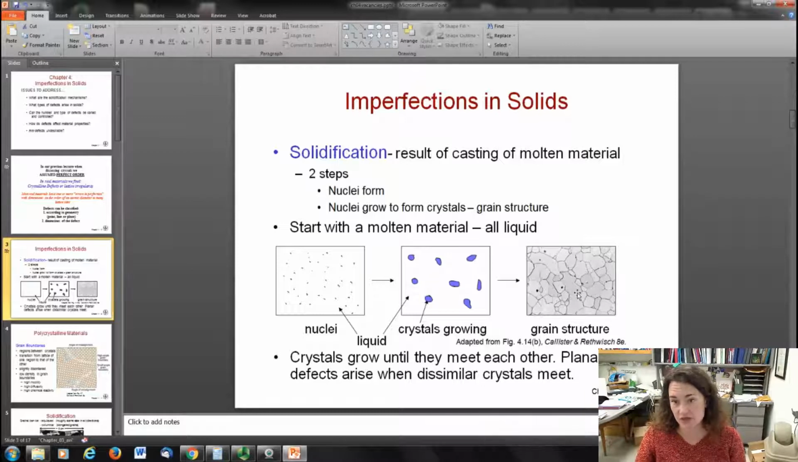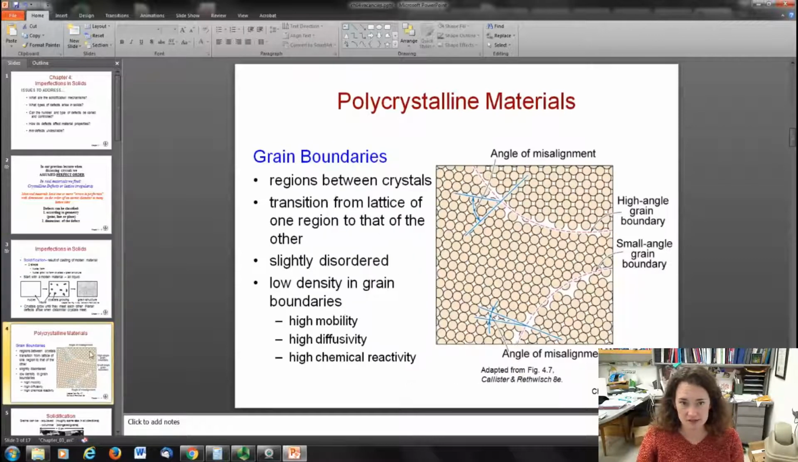And so you have these grains or domains where the crystalline structure is the same within the domain, but although it might still be an FCC lattice or whatever, it's rotated with respect to the neighboring grain. And so you're going to have defects present at those boundaries. So you have planar defects that arise when dissimilar crystals meet. So that's one source of defects. If you zoom in at these grain boundaries, then you're going to have these angles of misalignment. And you can see that where the crystalline boundaries meet up, you've got a lower density right there.